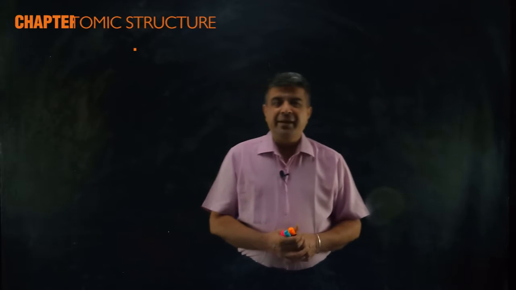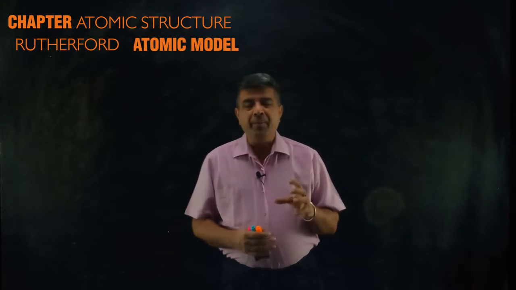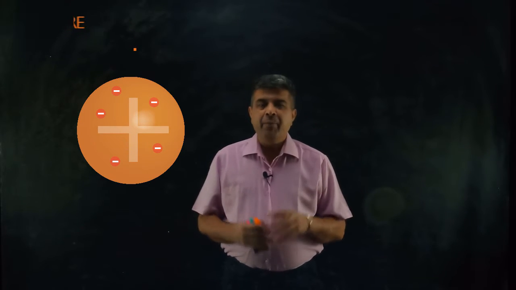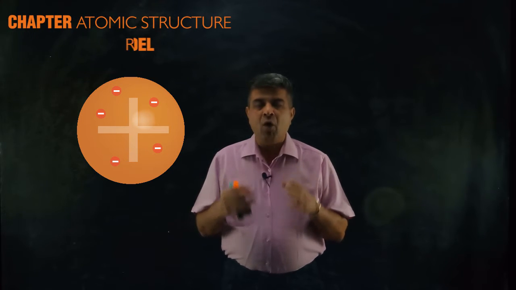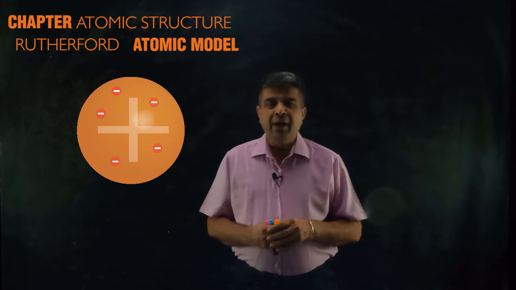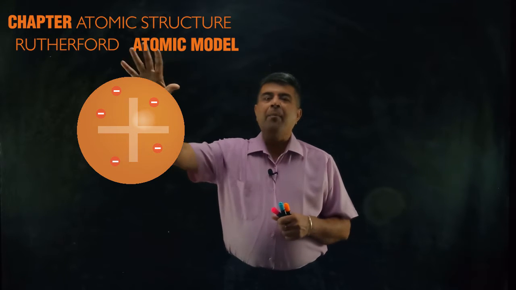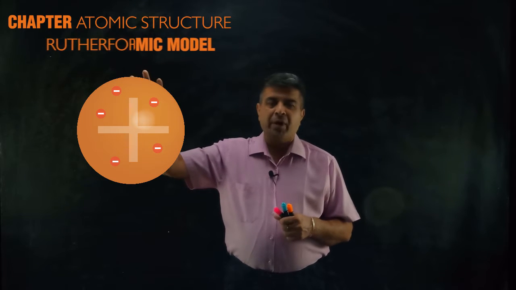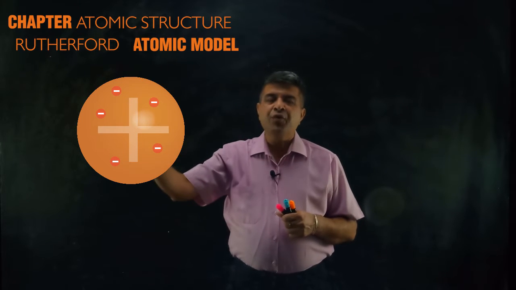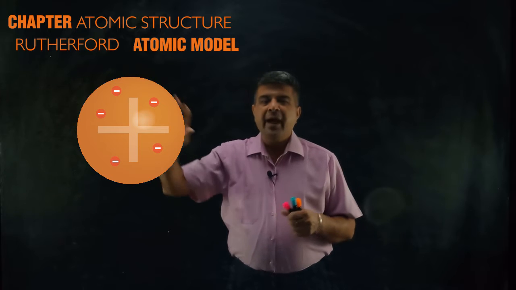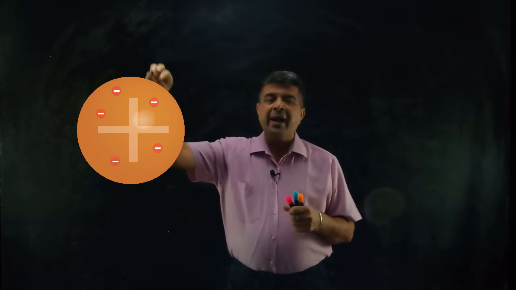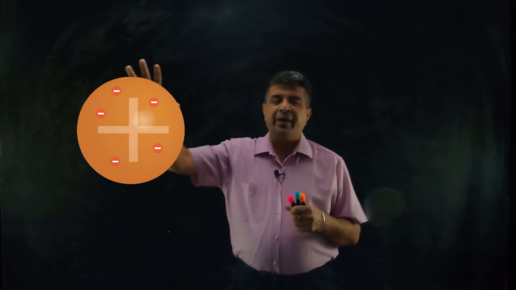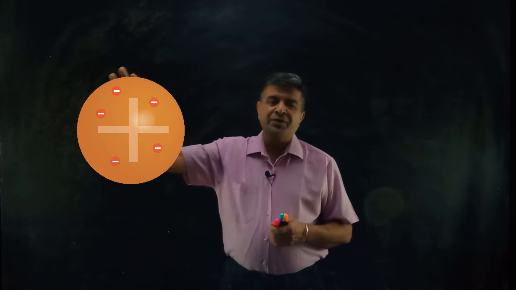Welcome back. Now, before Rutherford proposed his atomic model in 1911, Thomson had already proposed an atomic model, which was termed the plum pudding model. You can see it on the screen. According to the plum pudding model, positive charge was distributed over the sphere and negative charge was randomly scattered in the sphere to nullify the positive charge.